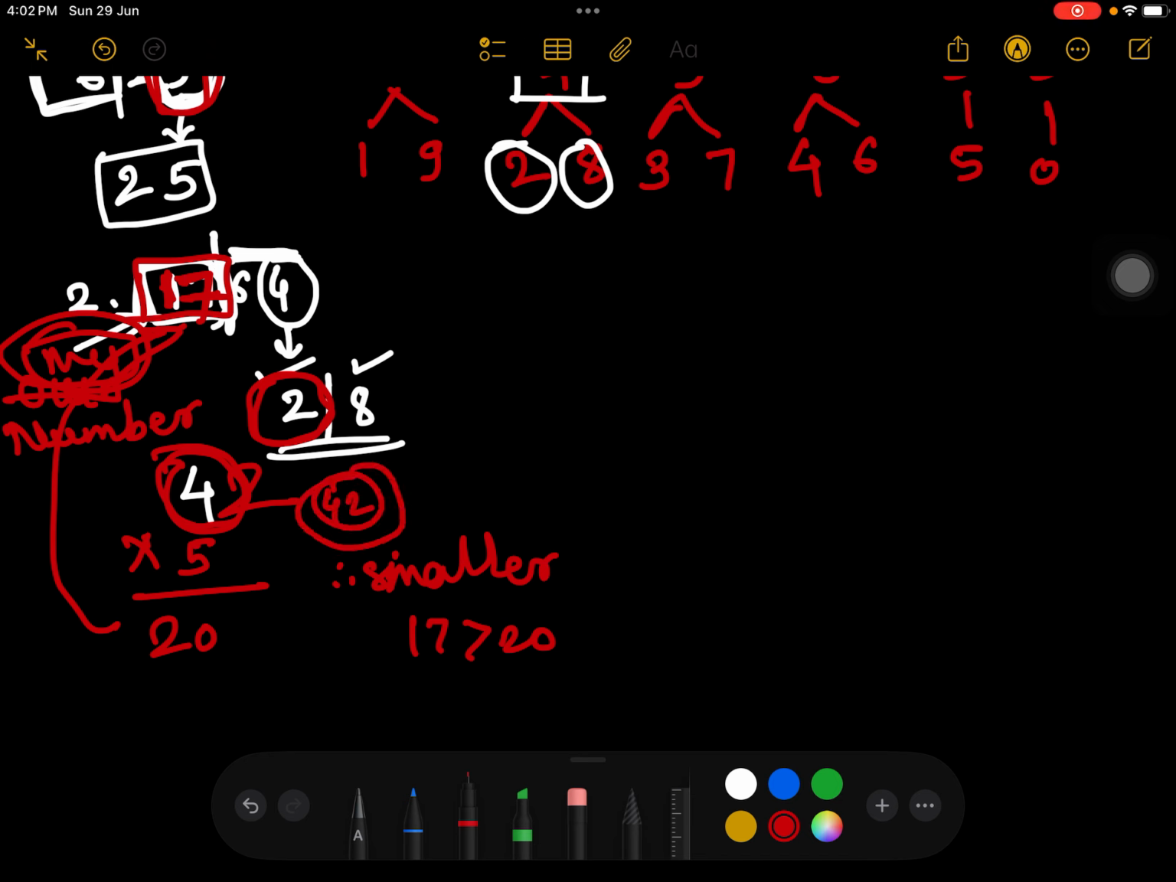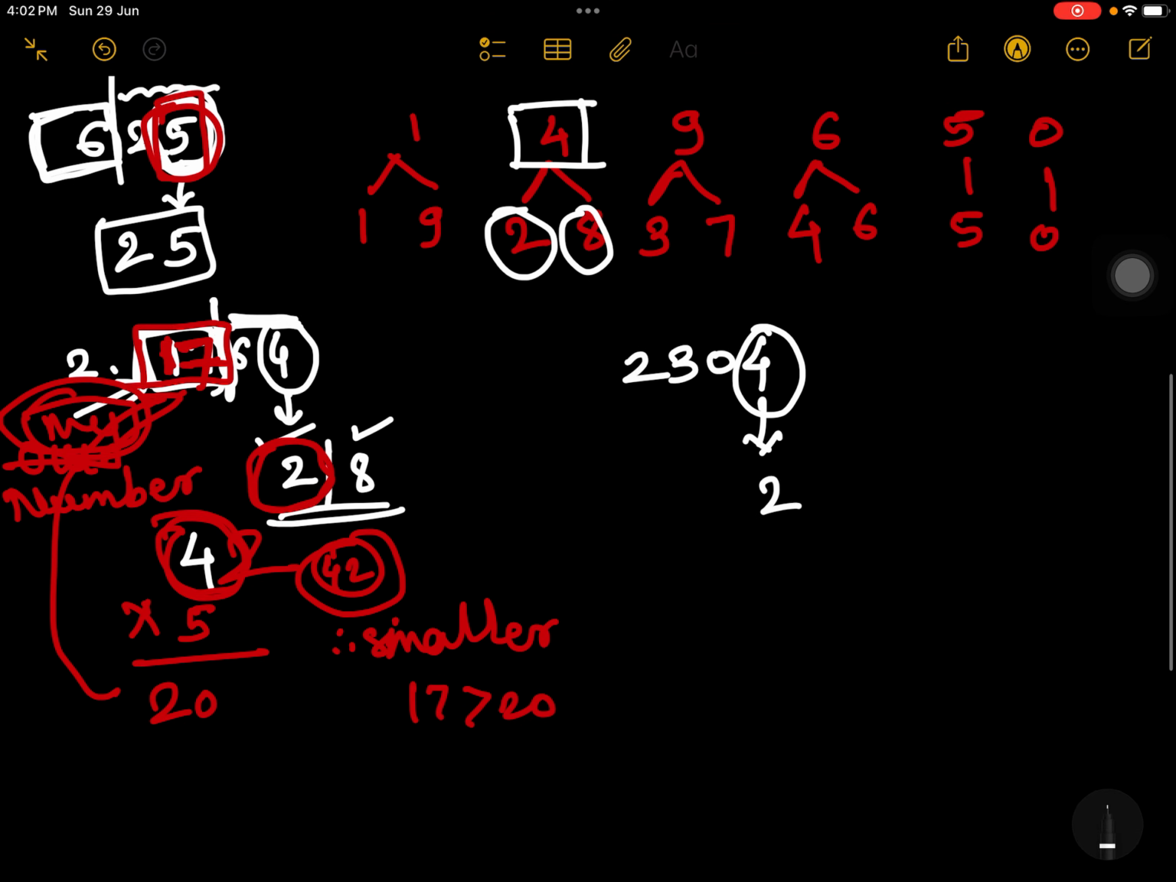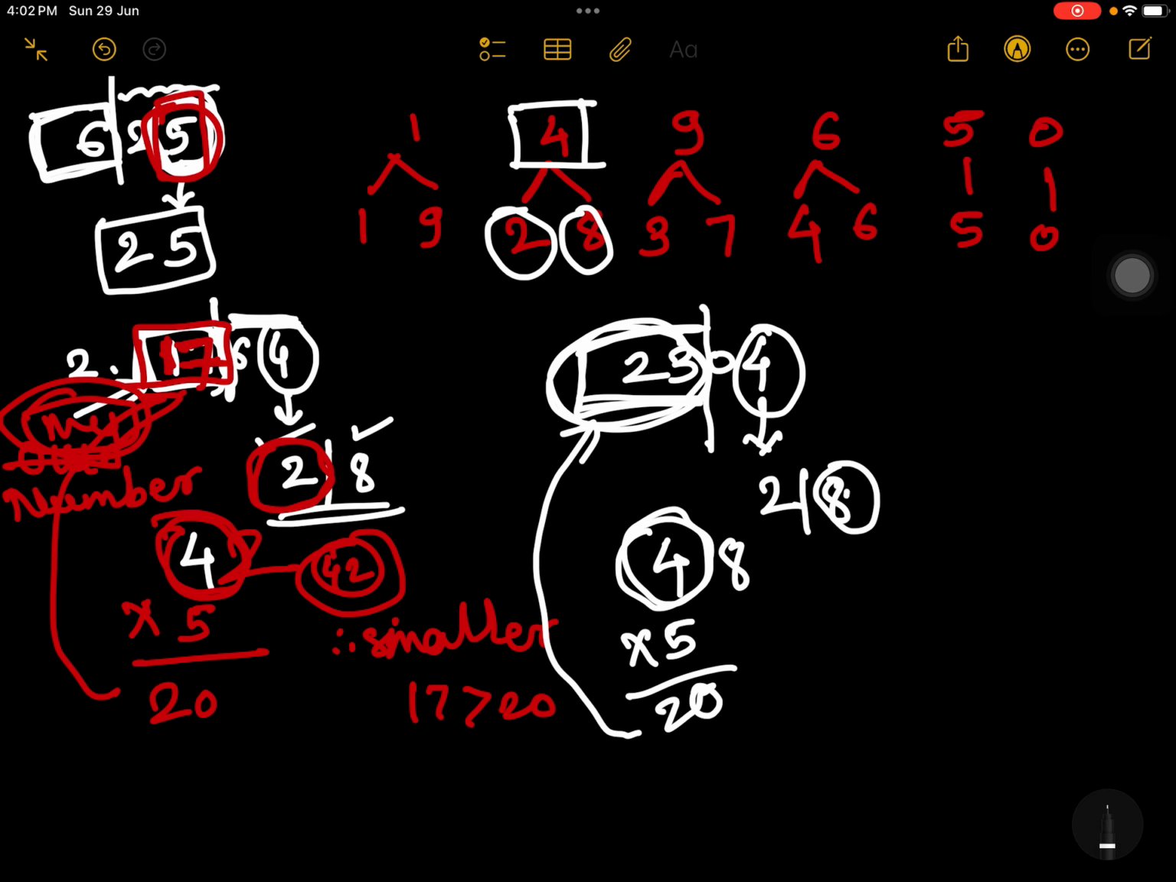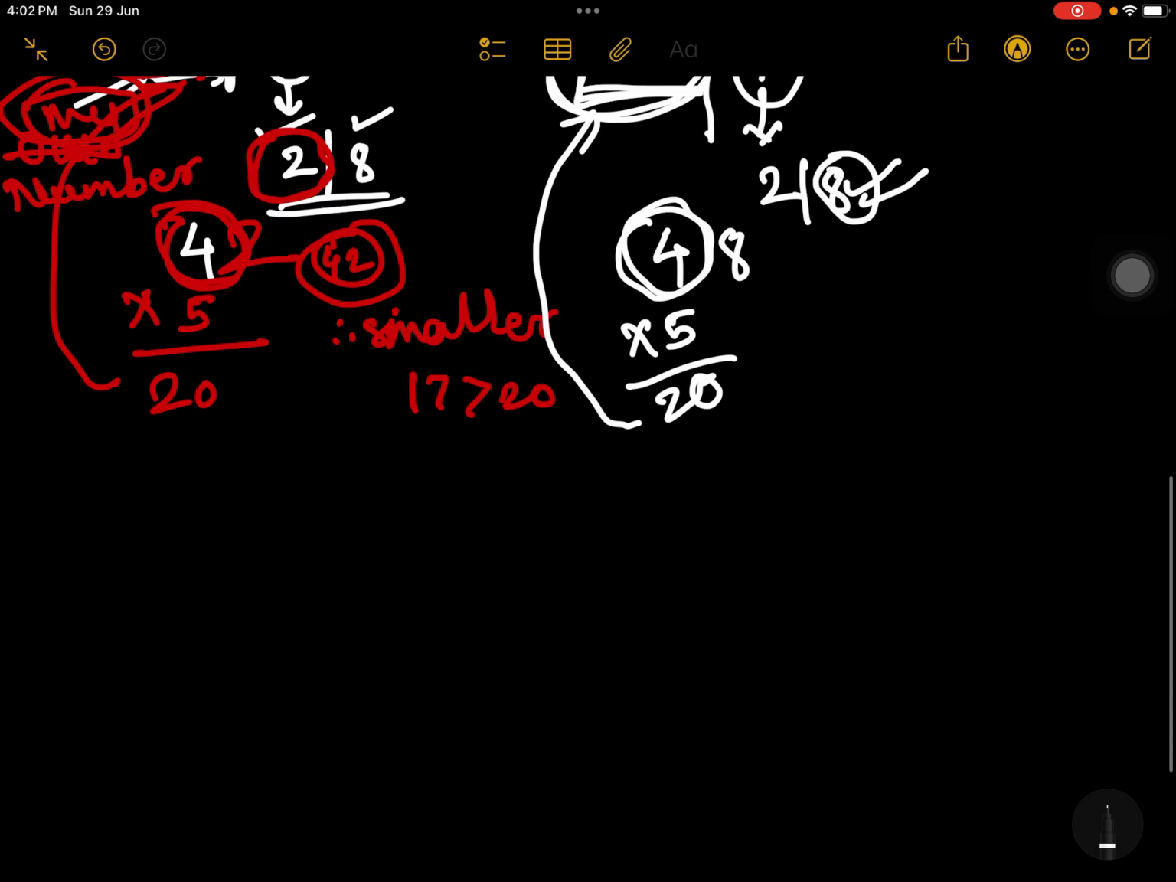Now let's take another example for easy understanding: 2304. The last digit is 4, so it is either 2 or 8. The square that is subtracted from 23 is 4 again. The upcoming number after 4 is 5. Multiply them and the answer is 20. Is my number greater than this multiplication? Yes. So the answer will be 48, because we take the bigger digit.